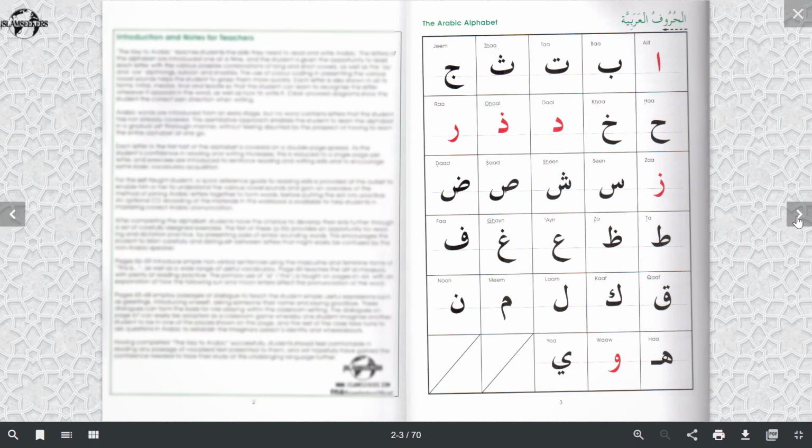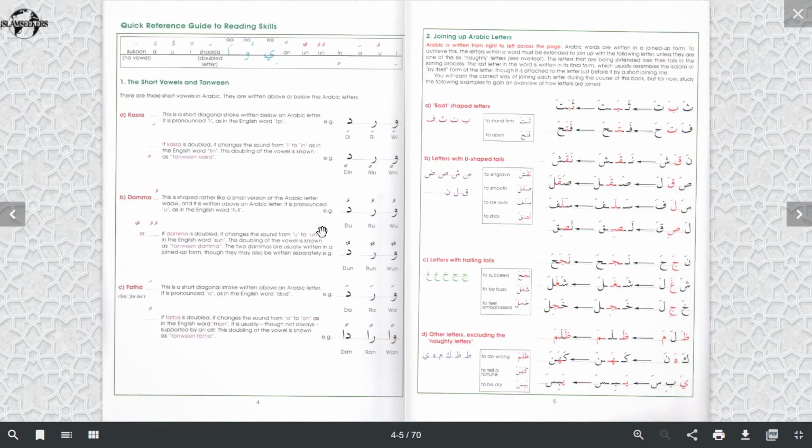Page 4. A quick reference guide to reading skills. Number 1. The short vowels and tanween. There are three short vowels in Arabic. They are written above or below the Arabic letters. A. Kesra. This is a short diagonal stroke written below an Arabic letter. It is pronounced I, as in the English word lip.